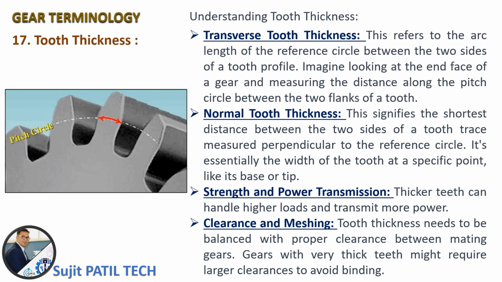This signifies the shortest distance between the two sides of a tooth trace measured perpendicular to the reference circle. It's essentially the width of the tooth at a specific point, like its base or tip. Strength and power transmission. Thicker teeth can handle higher loads and transmit more power. Clearance and meshing. Tooth thickness needs to be balanced with proper clearance between mating gears. Gears with very thick teeth might require larger clearances to avoid binding.